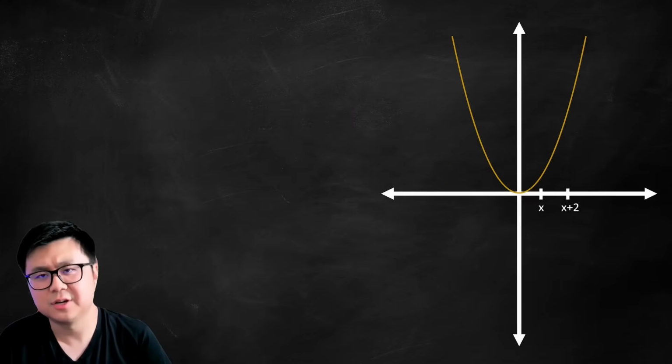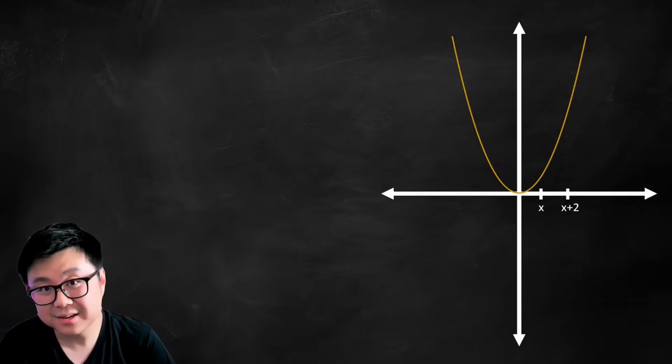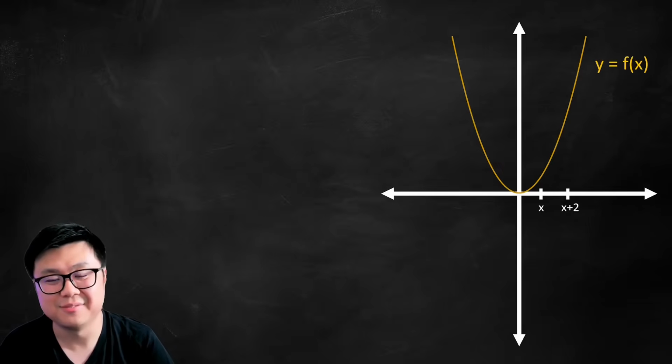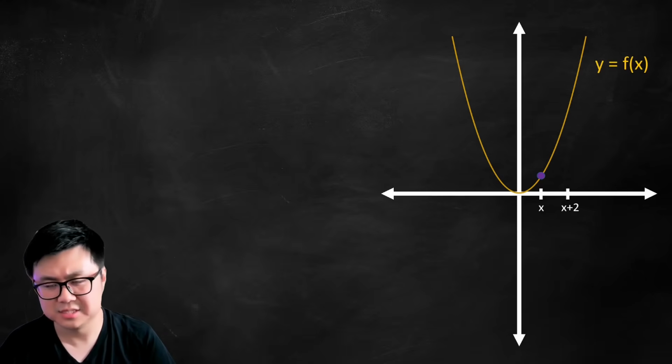Let's take a look at this function on the screen. Some of you might be thinking this is a quadratic function or a parabola, and you're probably right, but we're going to be lazy here and call this y equals f of x. Let's find a point on this graph, shall we? Let's say this point right there.